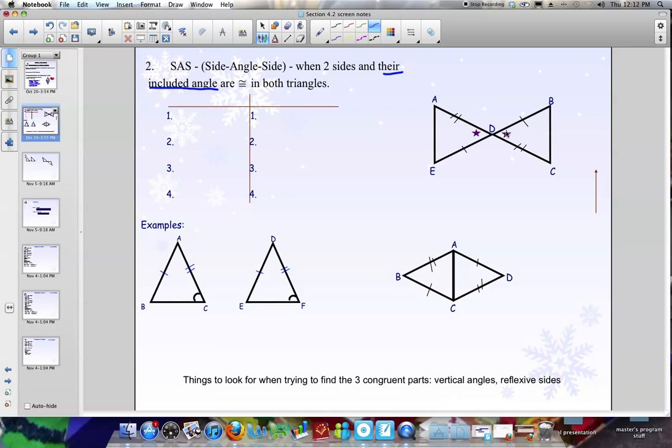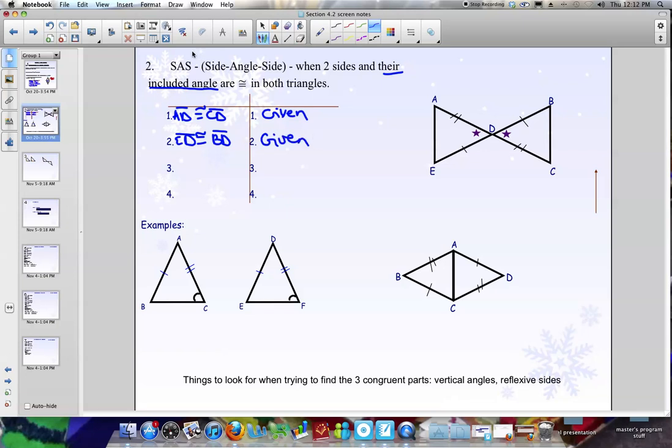Again, the tick marks are givens. So we can write in statement 1 that AD is congruent to CD. It was given to us. That's what the tick marks say. And I can say that ED is congruent to BD. That was also given to us using tick marks.